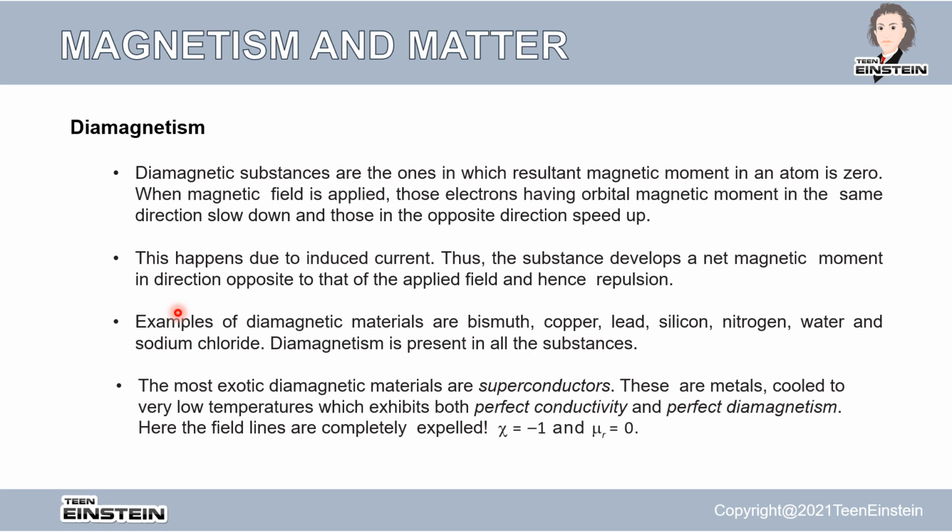And diamagnetism is present in all substances. The most exotic diamagnetic materials are superconductors. So you might have heard about superconductors. What are superconductors? These materials are normal conductors at normal temperature. When you reduce the temperature, they suddenly become superconductors. Their resistivity becomes almost zero. So these are metals cooled to very low temperature, which exhibit both perfect conductivity and perfect diamagnetism. Here the field lines are completely expelled. So chi equals -1 and mu r equals 0. So these are a very good example of diamagnetic materials.